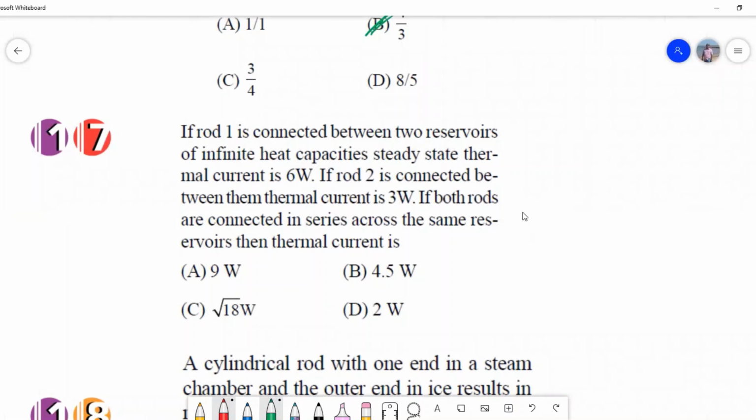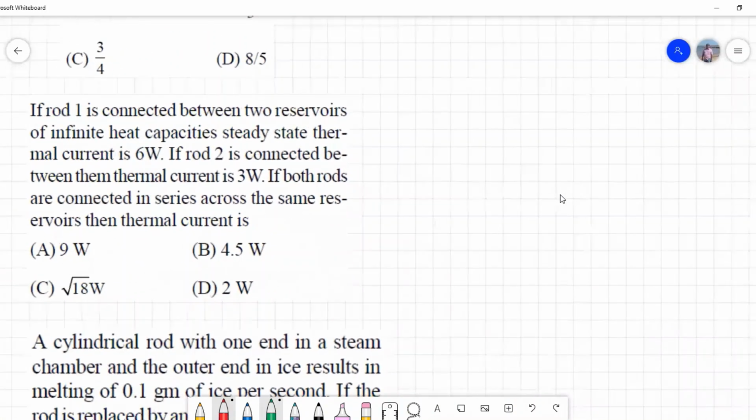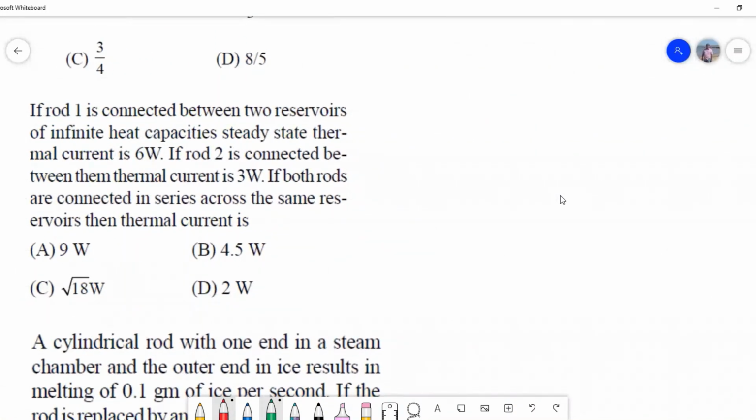Here, if rod 1 is connected between two reservoirs of infinite heat capacity, the steady state thermal current is 6 watt. So you take one single rod and maintain the temperatures T1, T2. For this one, the heat current H1 is equal to 6 watt. Rod 2 is connected between the same. Again, let us take rod 2 separately, and in this case, the heat current is given as 3 watt.